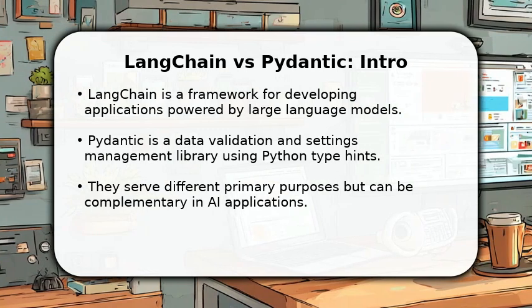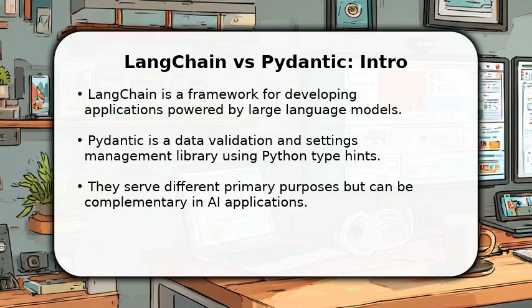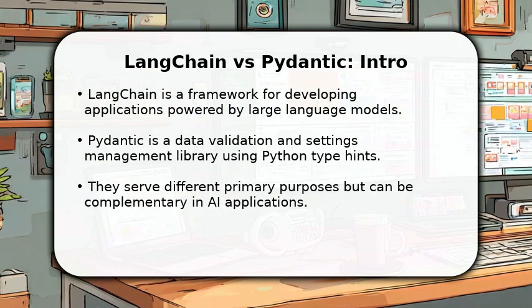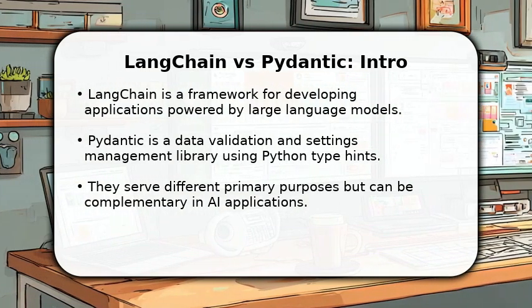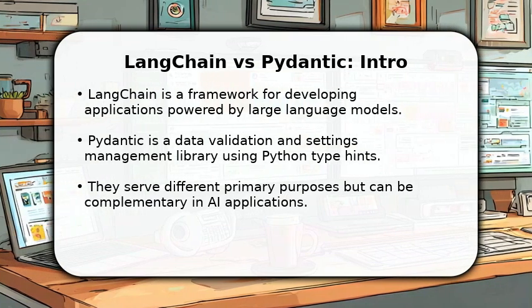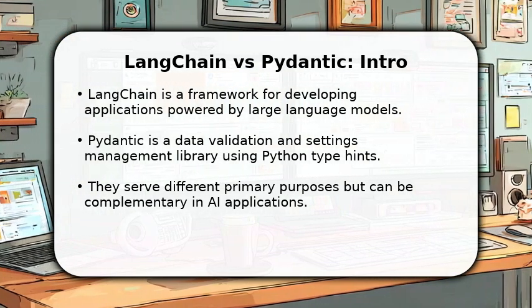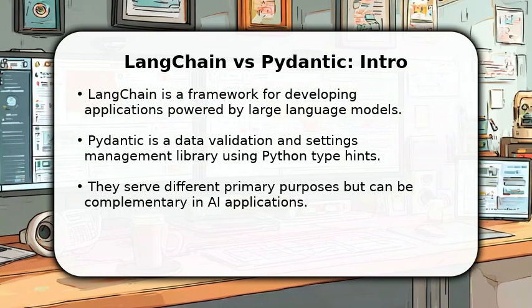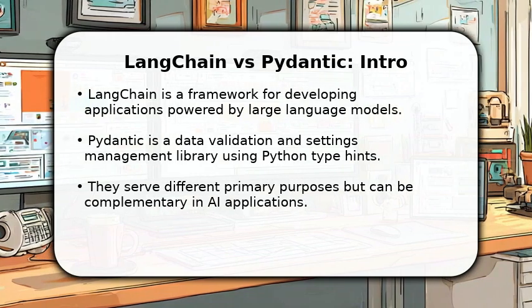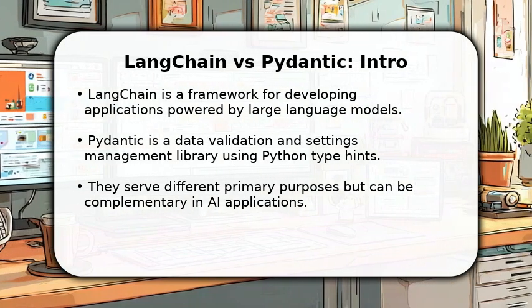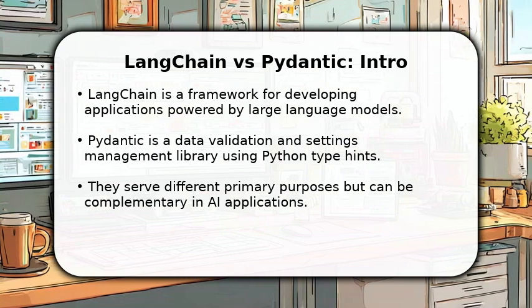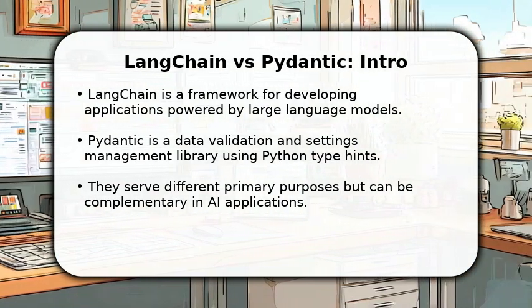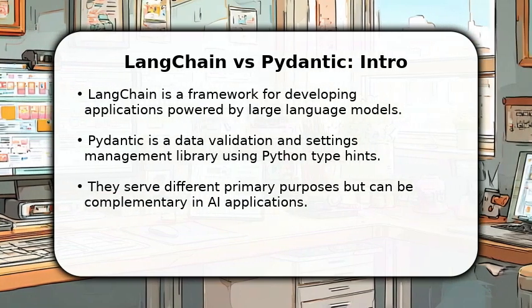In this video, I will compare LangChain versus Pydantic. LangChain is a powerful framework designed for building applications with large language models, offering tools for chaining components and managing complex interactions. Pydantic, on the other hand, is a data validation library that uses Python type hints to ensure data integrity and structure. While distinct in their primary functions, they often complement each other beautifully in modern AI development workflows, especially when dealing with structured data.